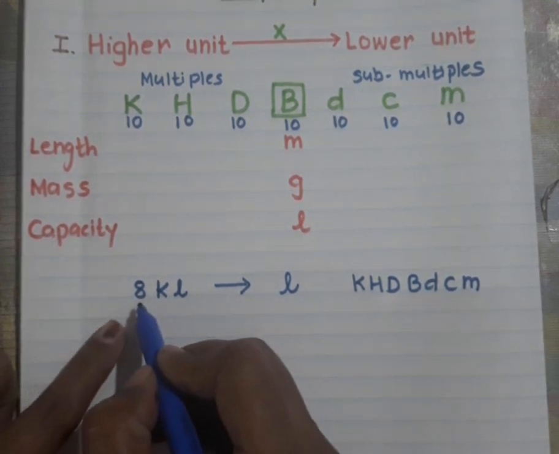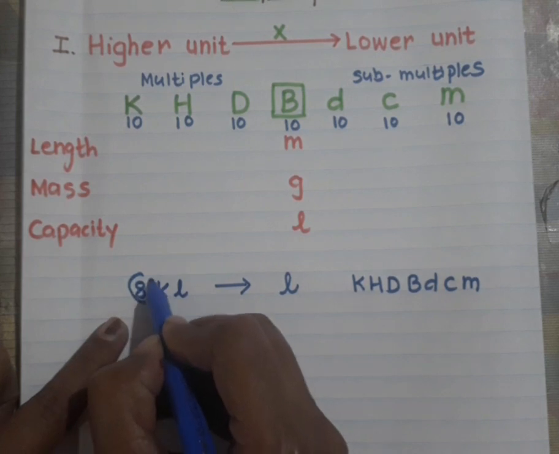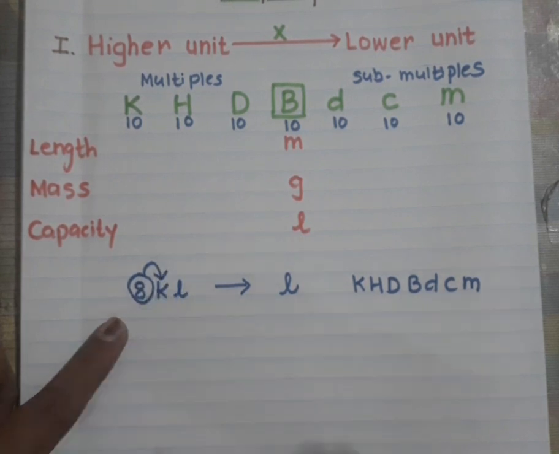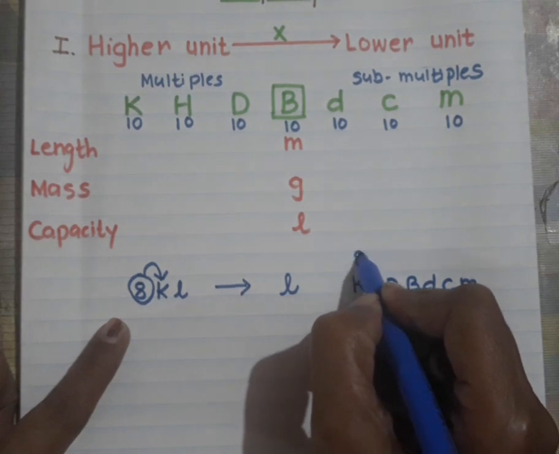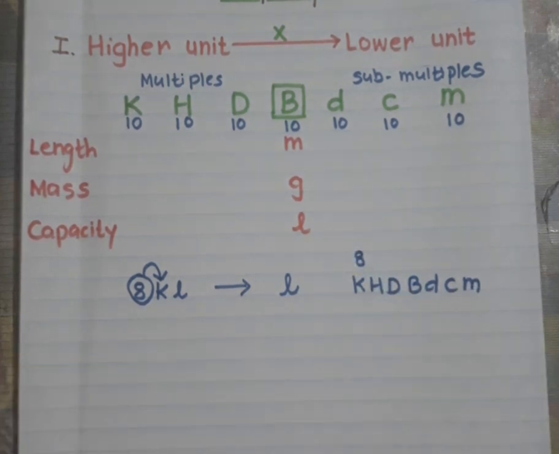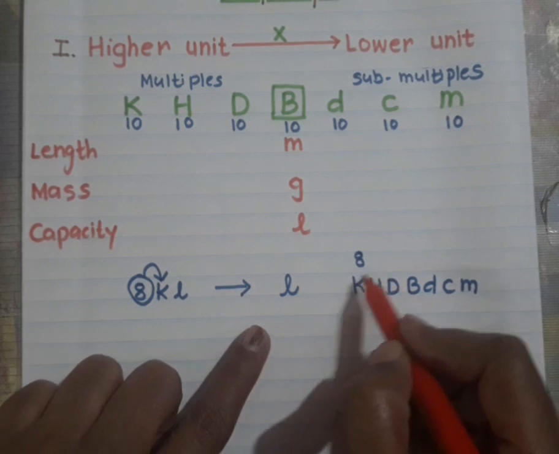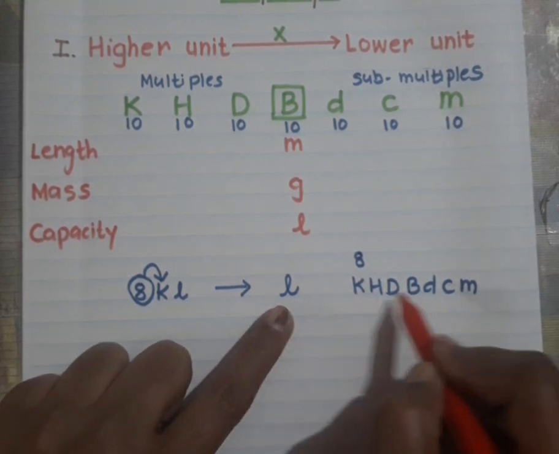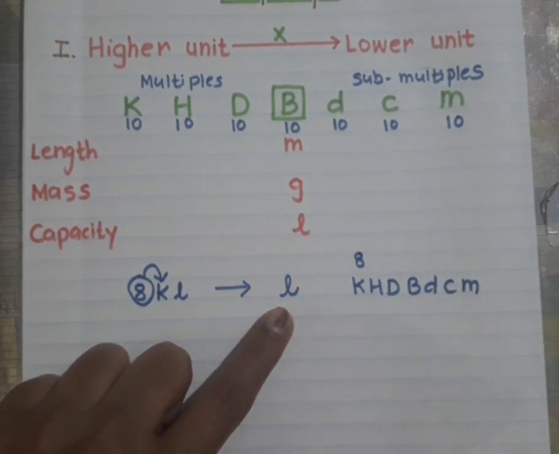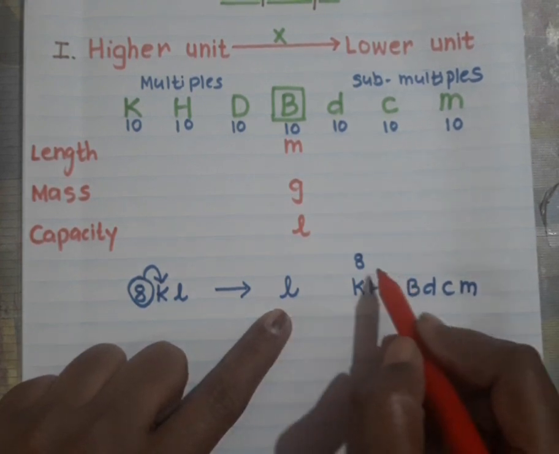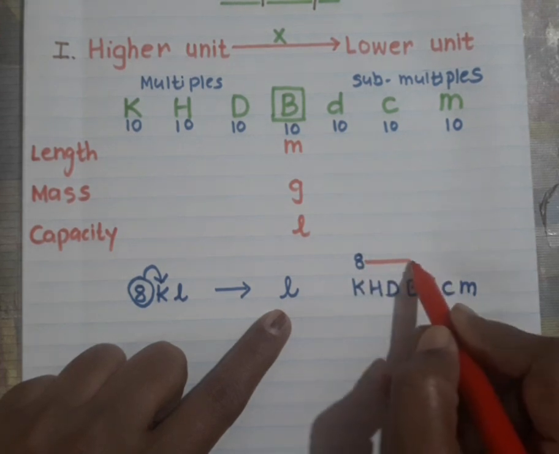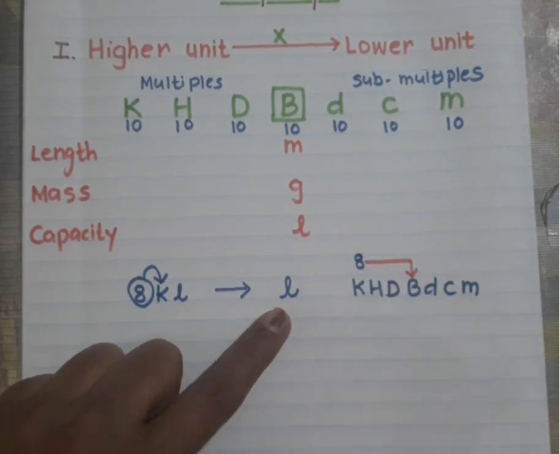Alright, where is this digit 8 sitting? It is sitting on kilo, right? So let's write 8 here. Now from here, where it has to go? It has to go to liter. And where is liter here? There is no liter mentioned over here, isn't it? But we know liter is the basic unit for capacity. So I will move from here and I will come and sit here.